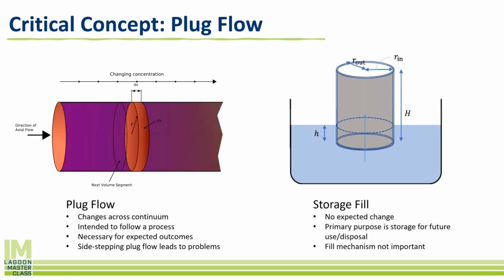So, like I said, the water changes across the continuum. It is intended to follow a process. It's supposed to start right here and end up at the other end of the lagoon system. If we were to start in the middle or to bypass parts of the anticipated process, we're not going to get the outcomes that we're looking for. So that's an important thing to note here, especially when we start talking about short circuiting. If we sidestep this plug flow process that's designed around, you're going to have problems.